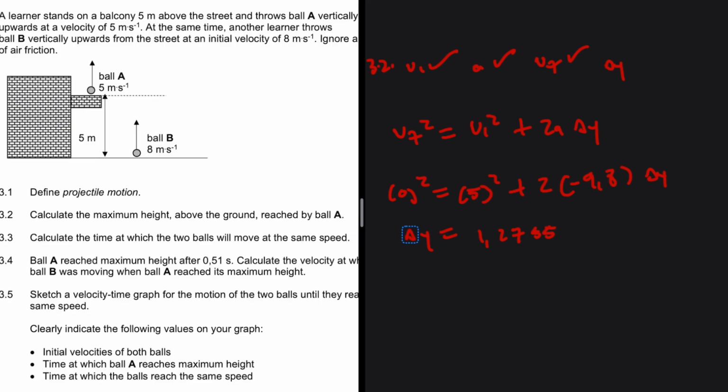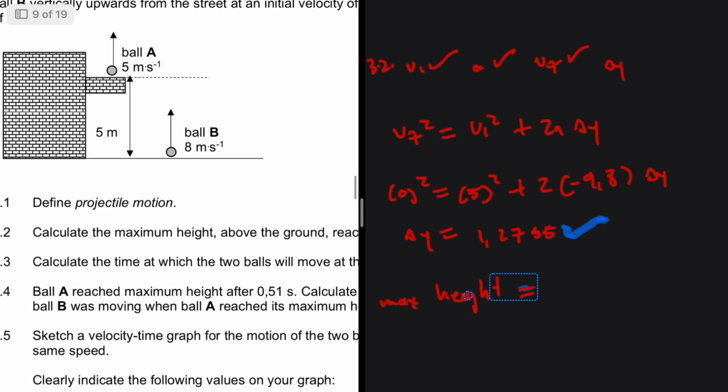But what are we looking for? We're looking for the maximum height above the ground. This is the mistake I was talking about. Most people will just leave the answer here, but it's incomplete. You need to take it a step further. So the maximum height is equal to the height at which it was projected, 5 meters above the ground, as you can clearly see on the sketch, plus delta Y, 1.2755. So obviously that is 6.28 meters. We're rounding off to 2 decimal places.